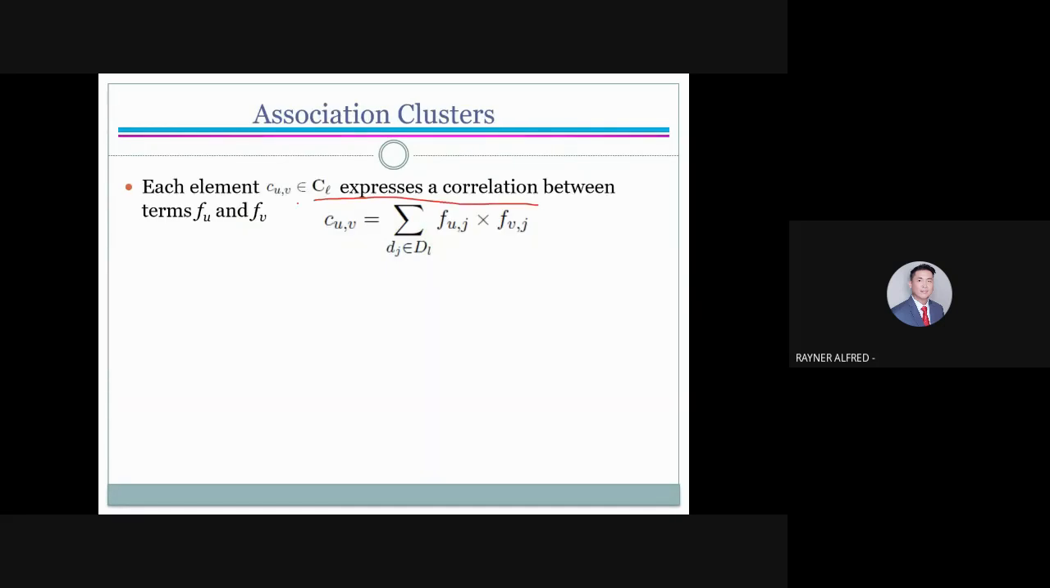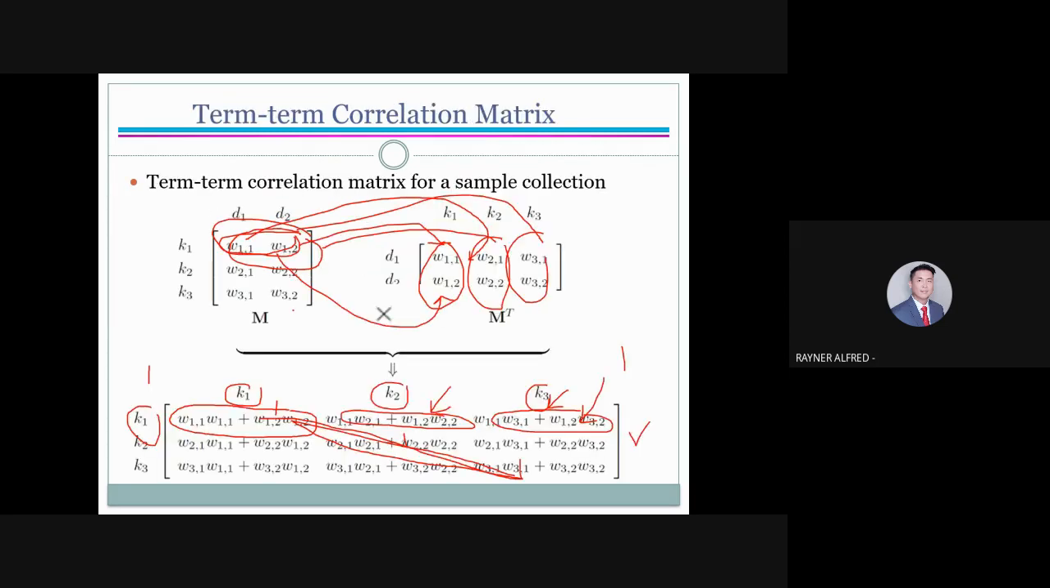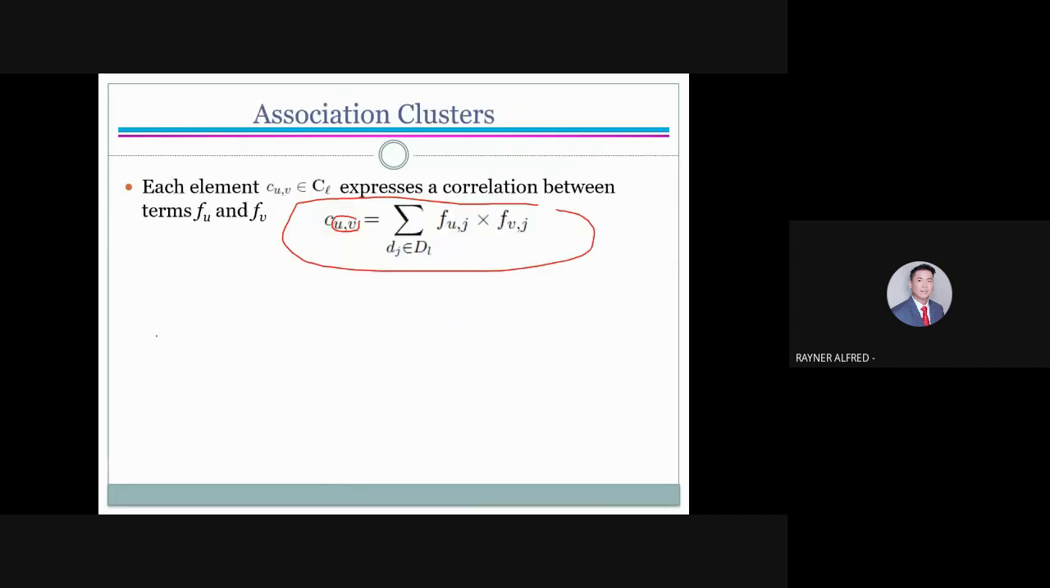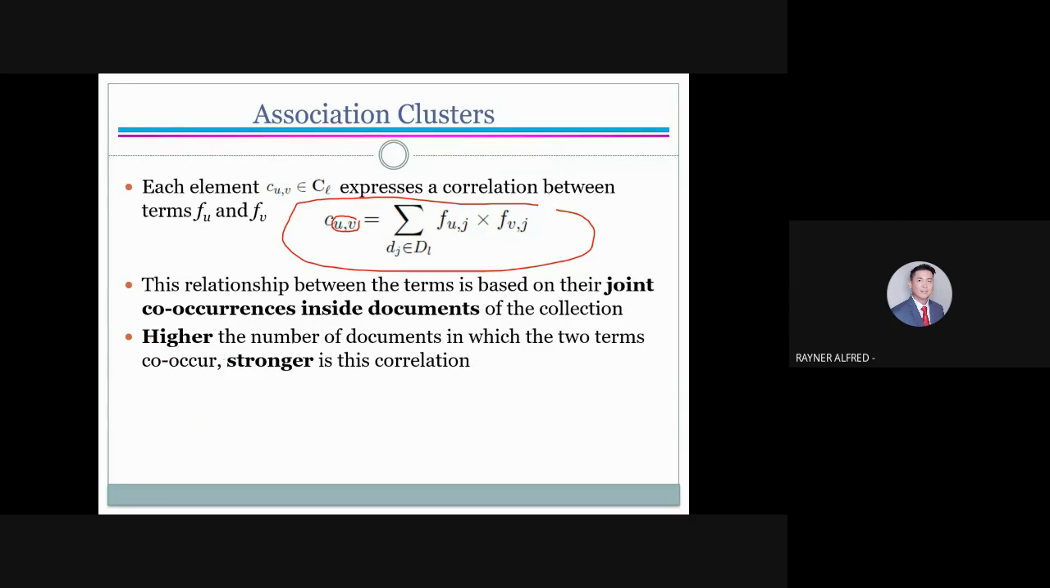So the maximum value will be 1. This is what they try to say, that each element that belongs to the matrix expresses a correlation between term u and v. So this value will express the correlation between K1 and K2. This one will tell you the correlation between K3 and K2. The higher the number of documents in which the two terms co-occur, the stronger the correlation.